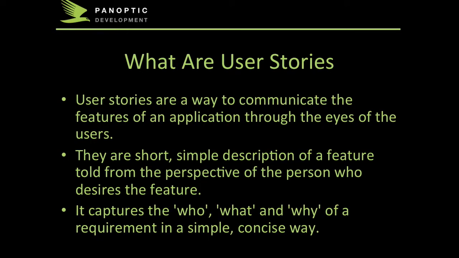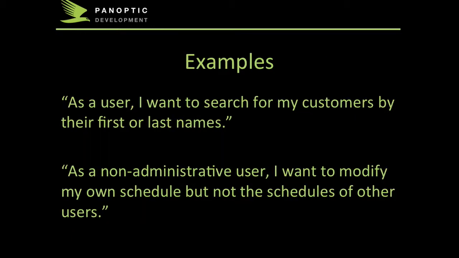User stories are short, simple descriptions of the feature told from the perspective of the person who desires that feature. In other words, it's like the feature of the application through the eyes of the users. It captures the who, what, and why of the requirements. A couple examples are, as a user, I want to search for my customers by their first or last names. As a non-administrative user, I want to modify my own schedule, but not the schedules of others.